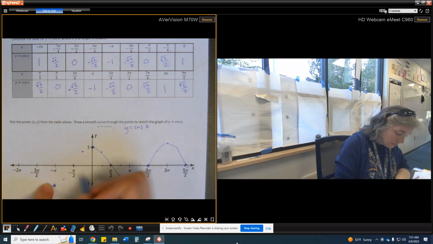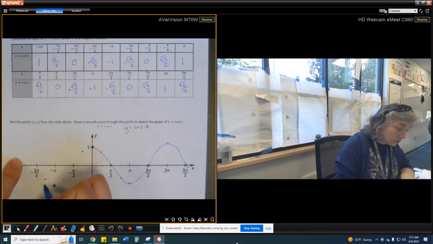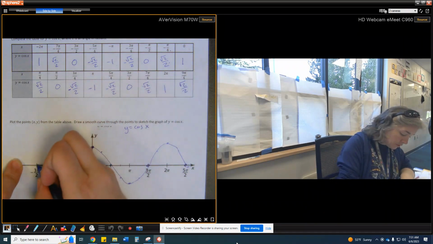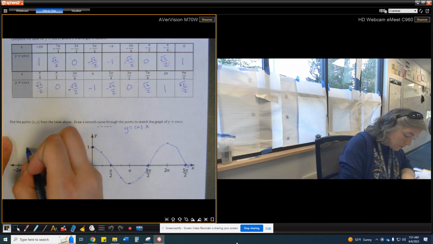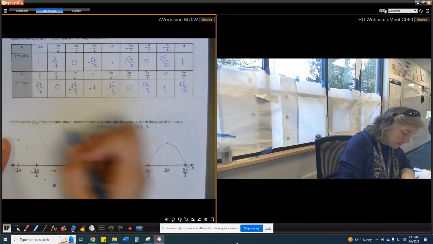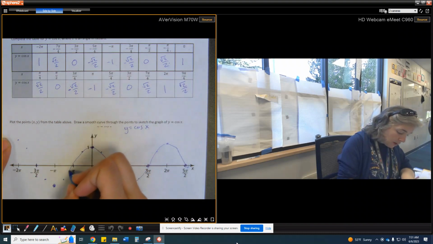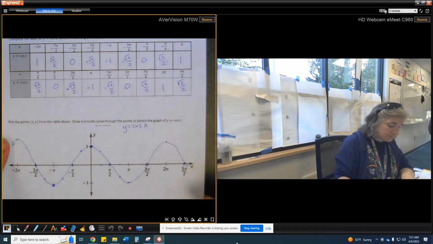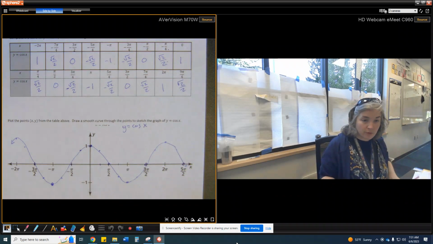Ooh, I put that a little low, my bad. And then we're at negative root 2 over 2. And then we are at 0, positive root 2 over 2, and then we are at 1. So when I go to graph this, again, hopefully we're noticing some patterns.